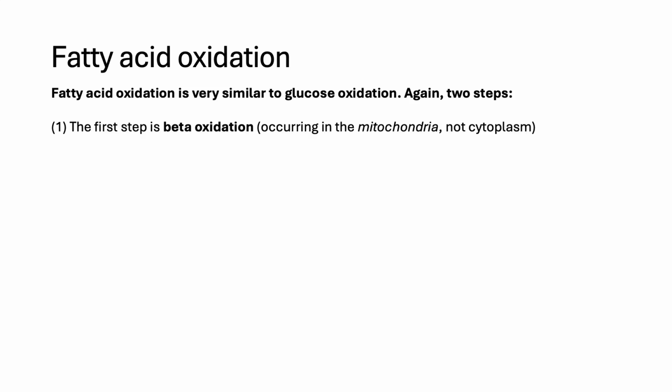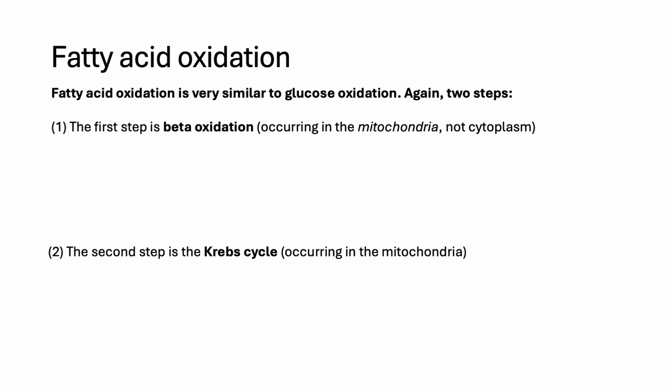The first step is called beta oxidation and occurs in the mitochondria, not the cytoplasm. And you know what step 2 is. Step 2 is the Krebs cycle, which occurs in the mitochondria. So, why is it called beta oxidation? Well, if you really want to know, it's because the oxidation actually happens to the beta carbon in the fatty acid chain. Don't worry about it. You don't need to know that. Let's just talk about what happens.